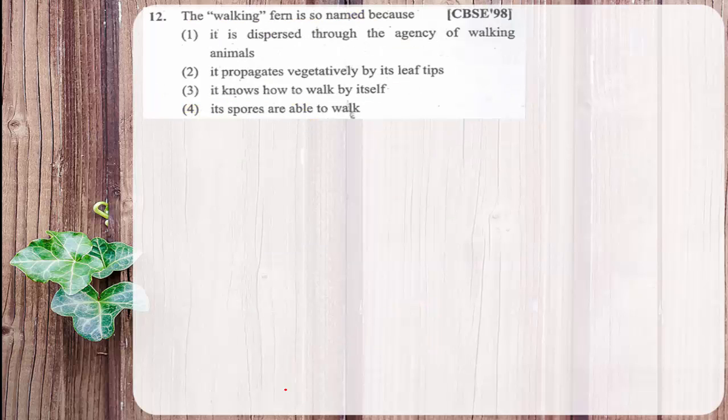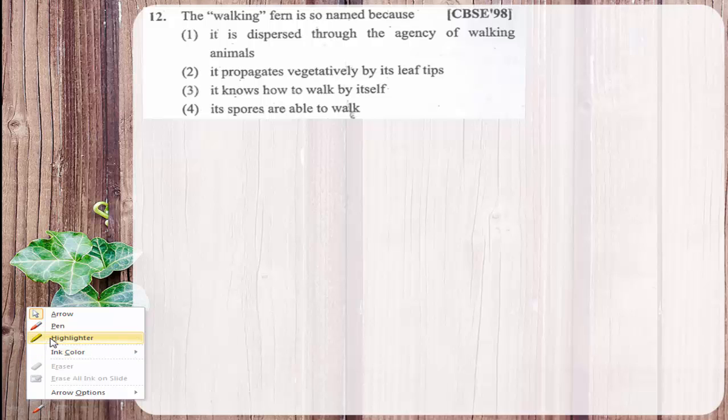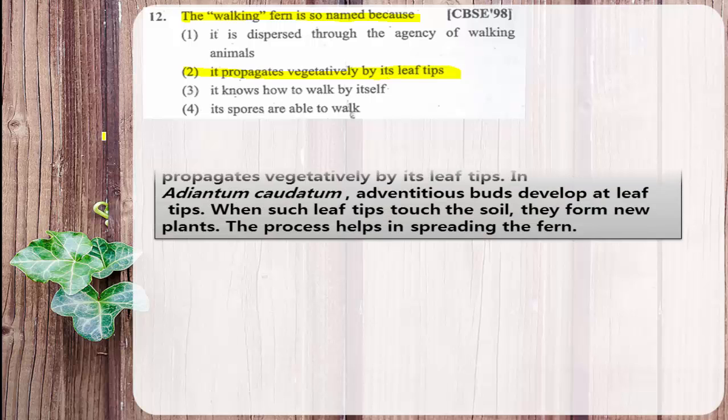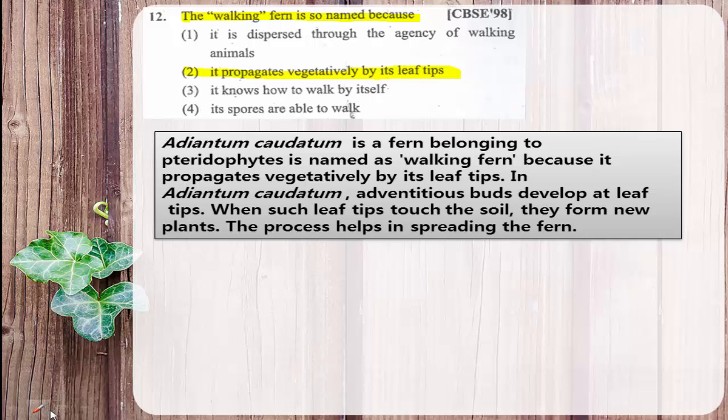This one is interesting. The walking fern is named so. Fern means it is a member of the pteridophytes. Then which pteridophyte is called walking fern and why is it called so? The answer is it propagates vegetatively by its leaf tips. A very interesting phenomenon is observed, and the answer for this question is that walking fern is the name given for Adiantum caudatum. Adiantum caudatum is the species name, and this you need to remember.